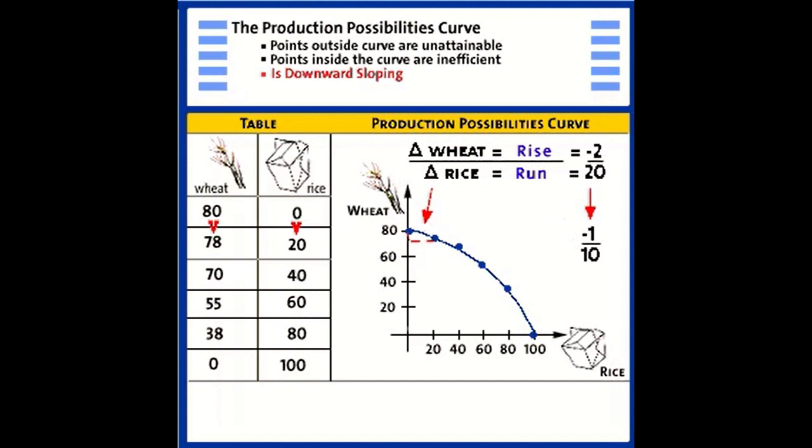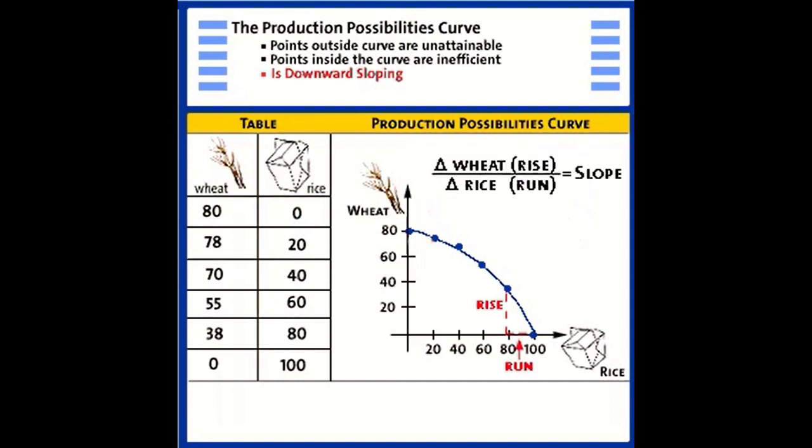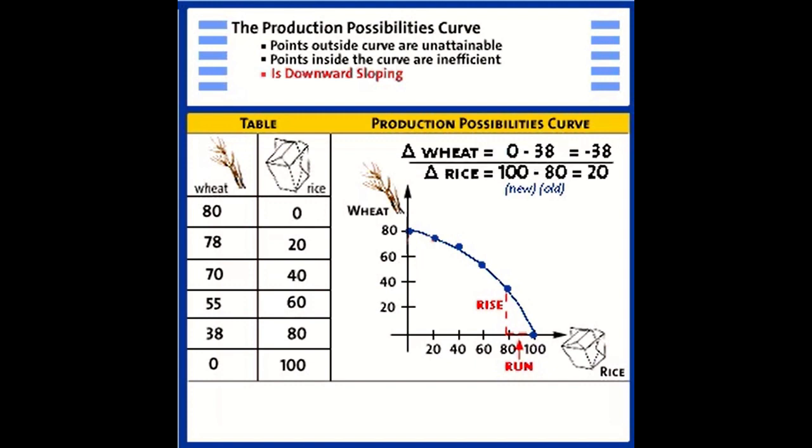We can calculate the slope down here as we move from 80 to 100 bushels of rice, and we'll find we get a different number. The change in wheat production is the movement from 38 bushels of wheat to 0 bushels of wheat. Take the new quantity of wheat, which is 0, subtract the old quantity, which is 38, and you get -38, a loss of 38 bushels of wheat. The change in rice production is 100, the new quantity, minus 80, the old quantity. That gives us 20 bushels of rice added. -38 divided by 20 reduces to -19 over 10, or -1.9.